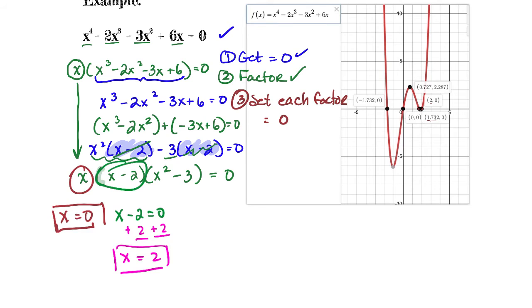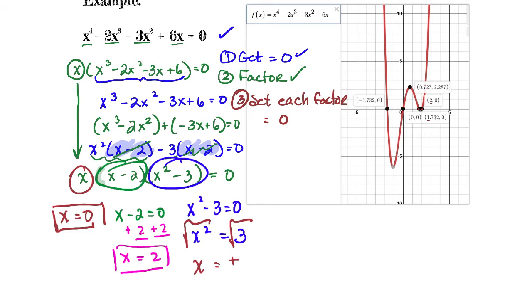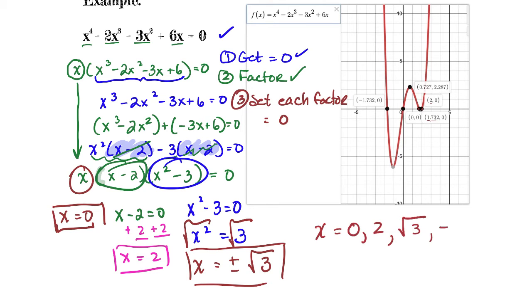And then my last factor is the x squared minus 3, and I go x squared minus 3 equals 0. And to solve him, he's quadratic. I'm going to add 3 to both sides, and I can just square root both sides. And x equals, remember, we always get plus or minus square root of 3. And that's answers 3 and 4. So our final solutions are x is 0, x is 2, x is a positive root 3, x is a negative root 3.